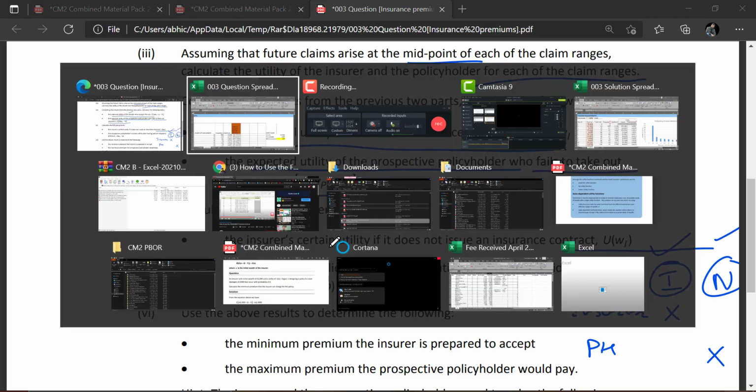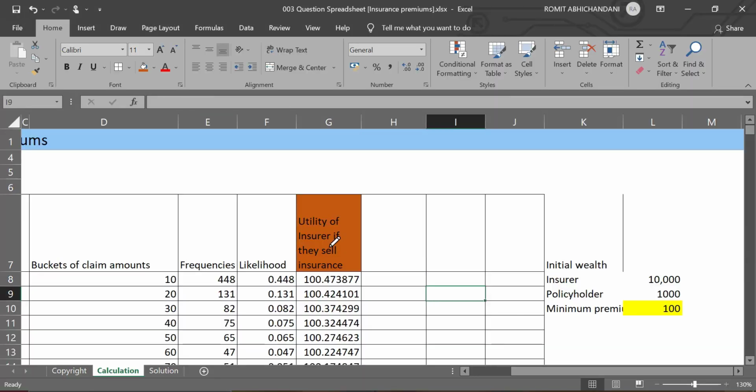One we have already done, the other one we will do. We had assumed a certain minimum premium that the insurer is willing to accept. For the policyholder, I will define a maximum premium that the policyholder is willing to pay, and I'll again define that as 100. Okay, so just taking this assumption.